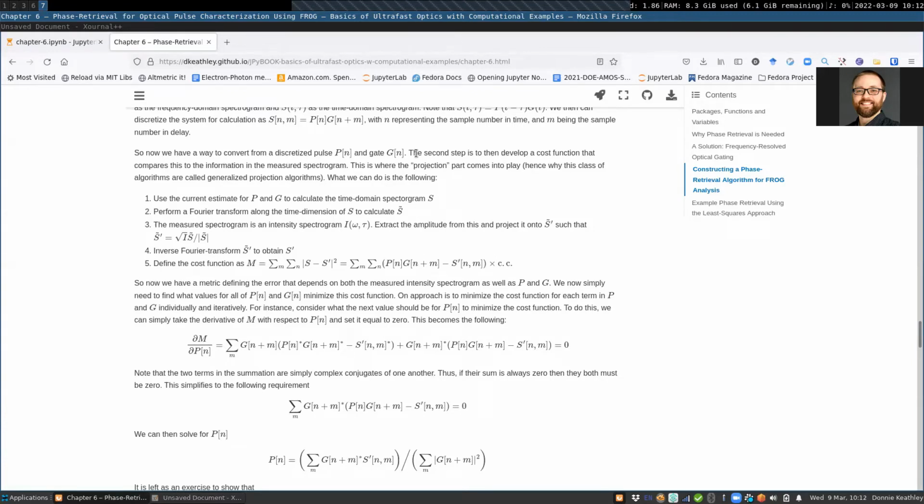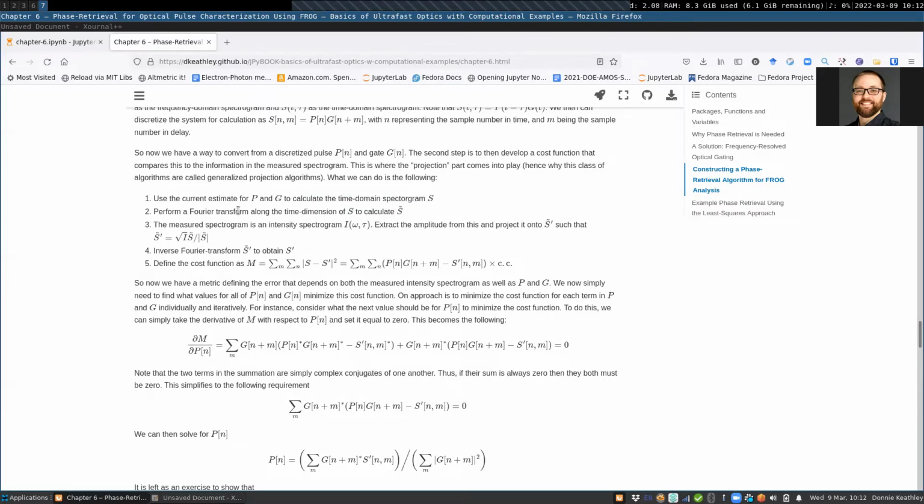So the procedure for determining P and G is going to go as follows. I'm going to start with an initial guess, or a current estimate. You could take the transform limited pulse from each of their spectra, so you can go from an estimate or just a random initial guess for P and G. If I have that initial guess, I can actually calculate the spectrogram S.